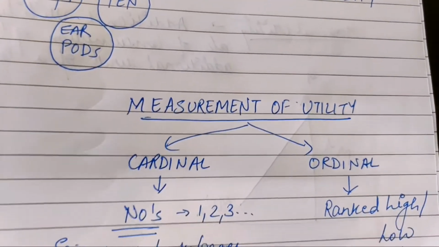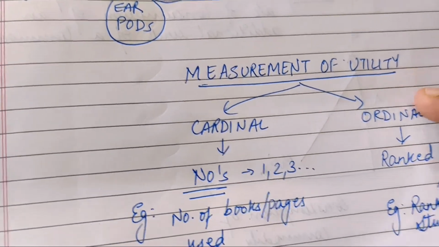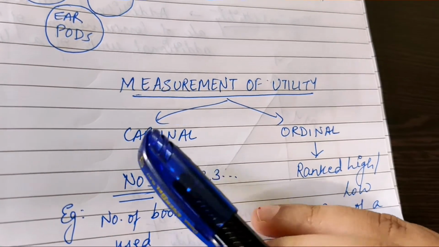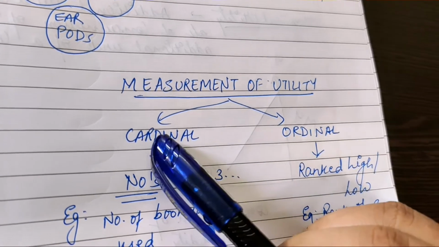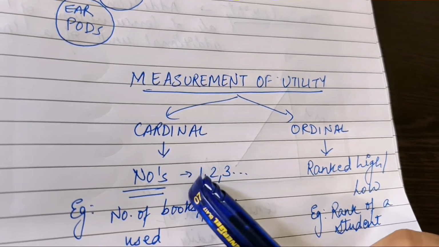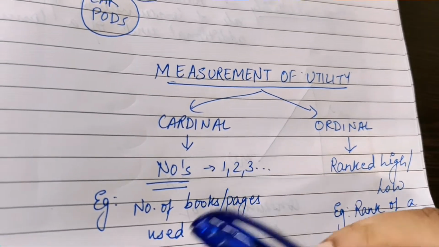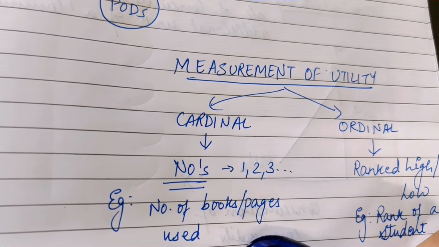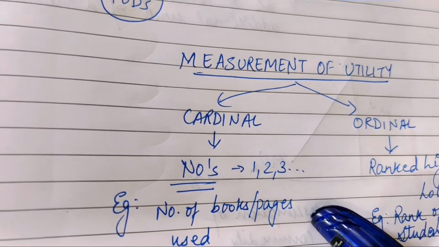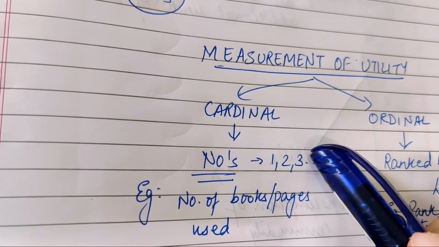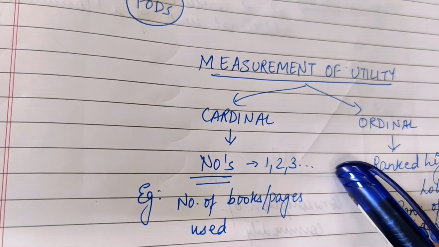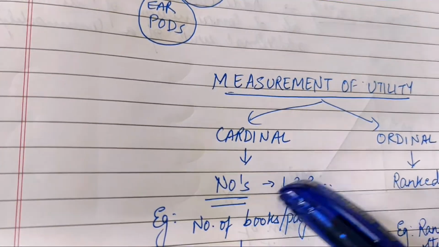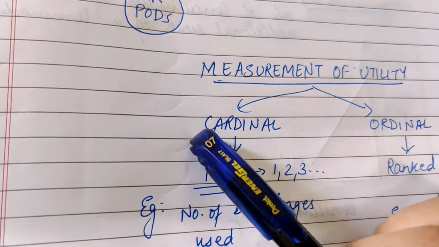Now when I talk about measurement of utility, it is of two types: cardinal utility and ordinal utility. Cardinal suggests numbers like 1, 2, 3 and so on. I have given an example here. Suppose you are writing notes and you count the number of pages you have utilized, around 3 or 10. So 10 pages you have written in the notes. What you are doing is saying that it is a cardinal utility.